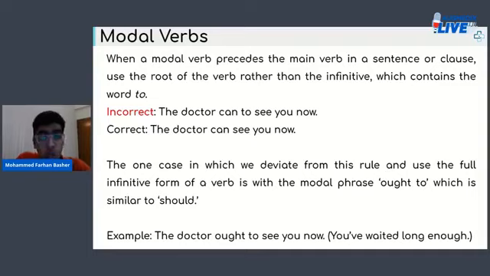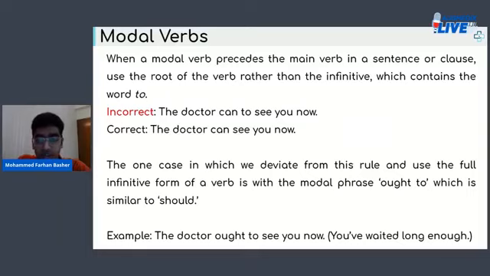Maybe you have waited long enough, waiting for a long time, and the doctor hasn't called you in yet. And then maybe your friend who has been accompanying you says to you, the doctor ought to see you now. The doctor should see you now. He should make time and see you now because we've been waiting for quite some time. You see? So the modal verb phrase ought to conveys a sense of obligation, just like must. So the doctor must see you now, or the doctor should see you now. Similarly, the doctor ought to see you now.